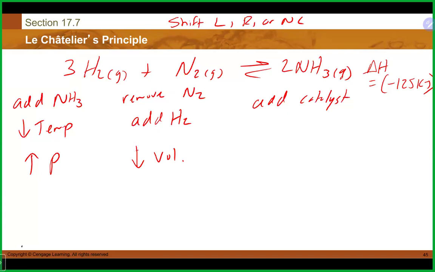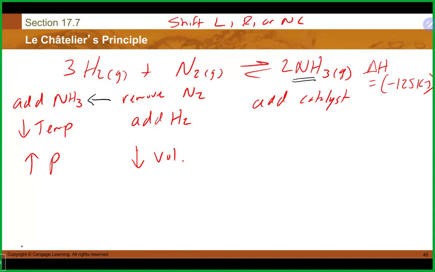Okay, so let's take a look. Here we're going to add some NH3. So we're adding to our product side. Again, add away. Adding it to the right is going to cause the reverse reaction to occur, and it's going to shift away from the side we added it to. So it's going to go to the left.